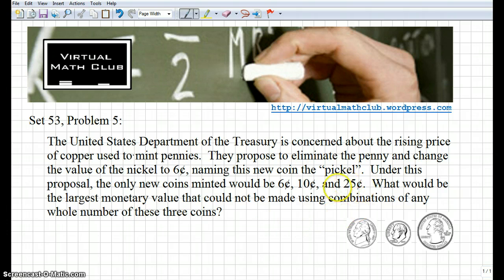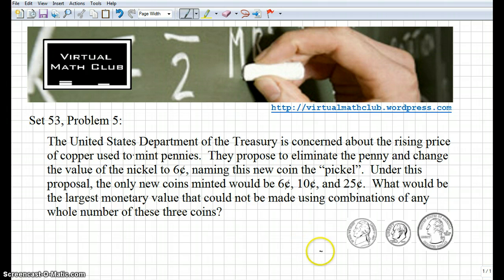Anyway, under this proposal, the new coins minted would be 6 cents, 10 cents, and 25 cents. And the question is, what would be the largest monetary value that could not be made using combinations of any whole number of these three coins?